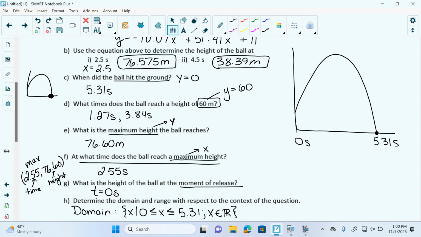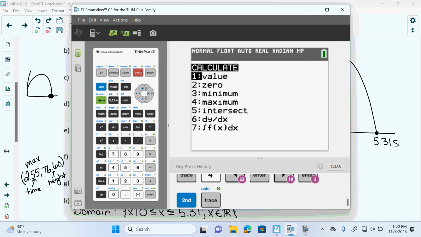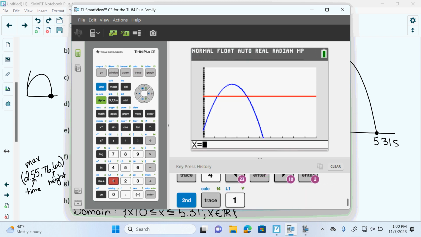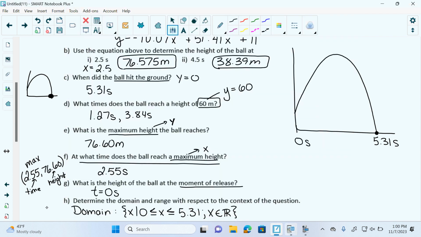Okay. So I know x is time. So I go second, trace, value, x equals 0, enter, and it's at 11. Do you see that? So it's at 11 meters. So the height at the moment of release is 11 meters. So what do you suppose that 11 meters is? This right here is 11.